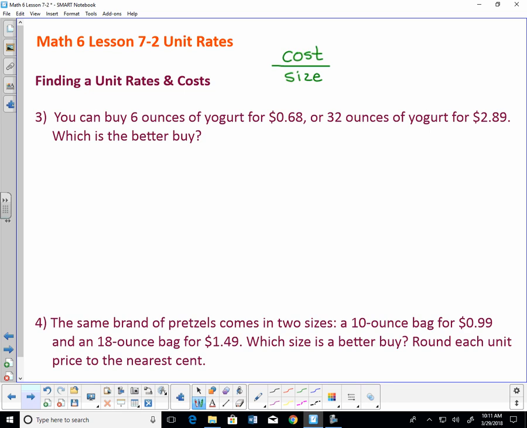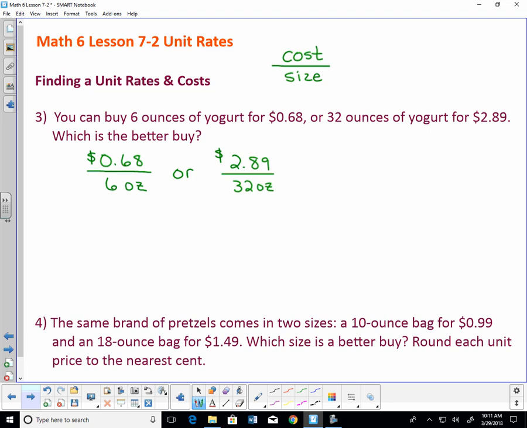So you remember your math, and you say, okay, I need to compare the unit prices here. I have a yogurt that costs 68 cents, that's the cost, but it's only 6 ounces, that's the size. I'm comparing this one to the other yogurt, which is $2.89, but it has 32 ounces in it. We need to know which one is the better buy. So we're going to do some division, and I have to do it twice. I'll do my division over here in a separate color so you can see it.